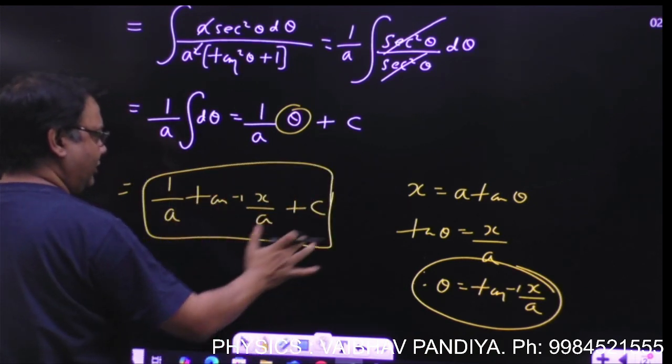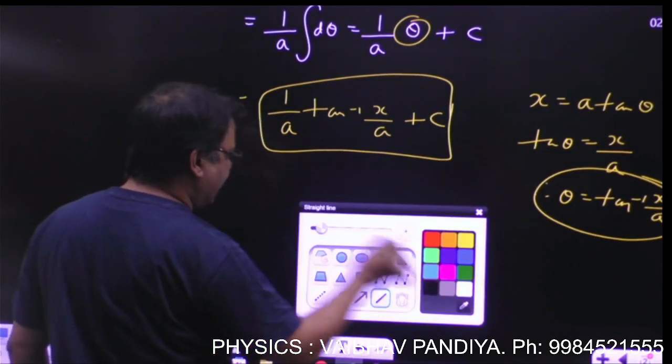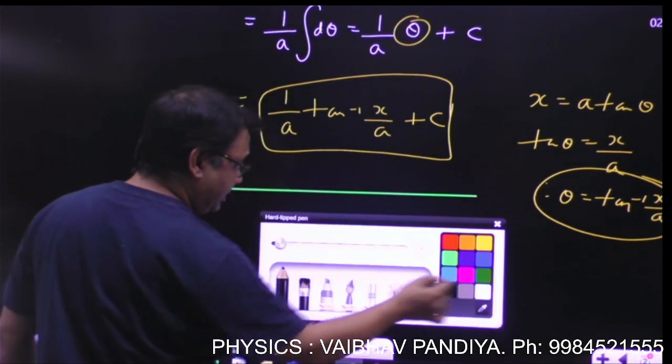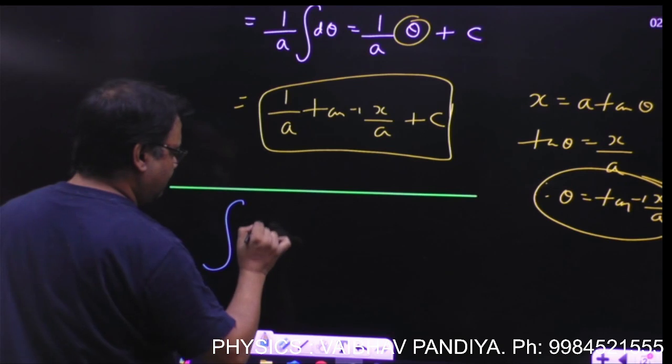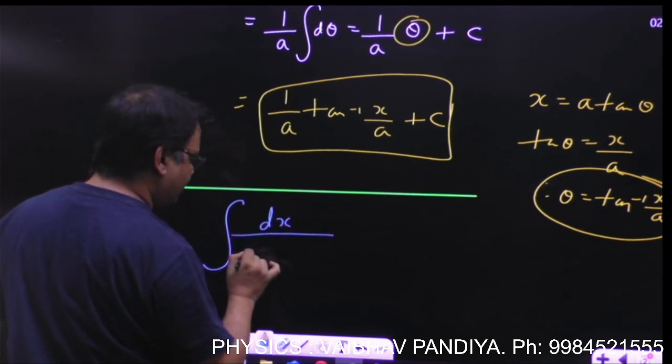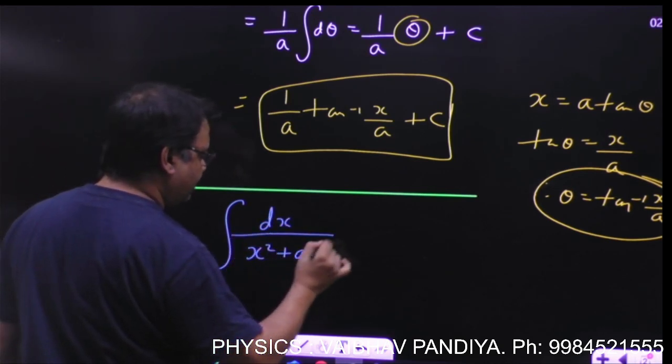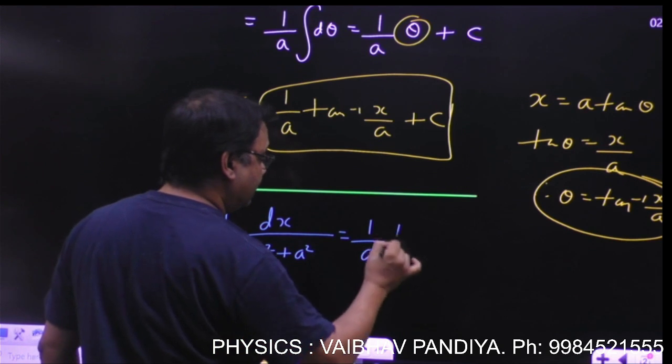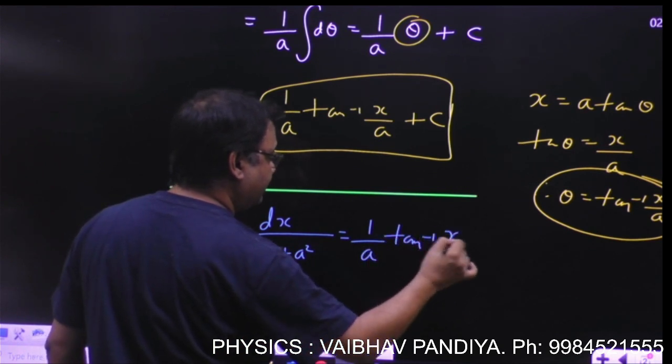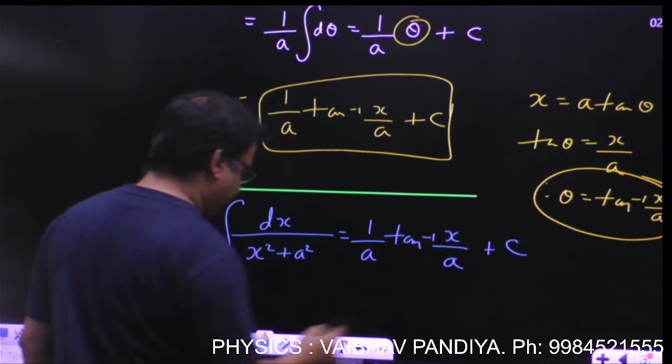So we got, and remember for the direct application in the problem, whenever we have the integral dx divided by x square plus a square, it will be 1 by a tan inverse x by a plus c. Got it?